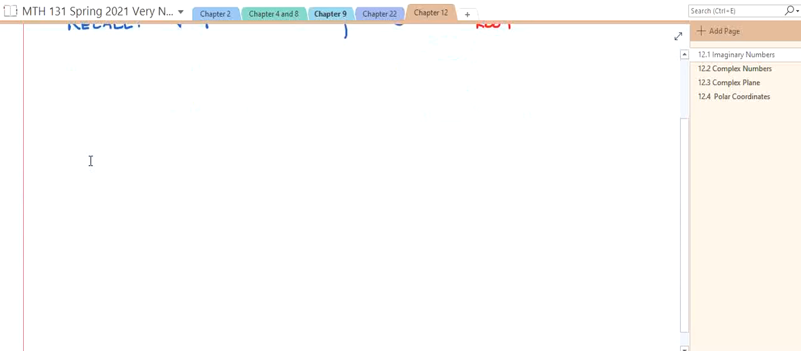Recall we can take the square root of a number, and this technically equals plus or minus 3, but normally we just say this equals 3 and only consider the principal root. That way we only get one result. So this behaves like a function.